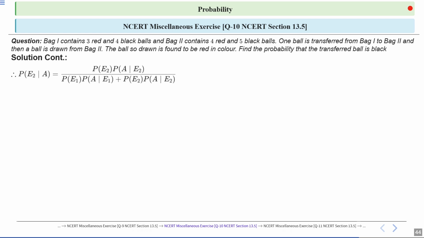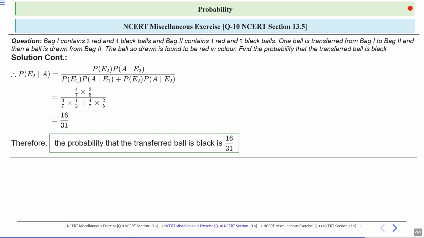Therefore, probability of E2 given A equals probability of E2 multiplied by probability of A given E2, divided by probability of E1 times probability of A given E1 plus probability of E2 times probability of A given E2. This is equal to 4 by 7 times 2 by 5 divided by 3 by 7 times 1 by 2 plus 4 by 7 times 2 by 5. This is equal to 16 by 31. Therefore, the probability that the transferred ball is black is 16 by 31. I hope this question is clear to all of you. So now let's move to the next question.